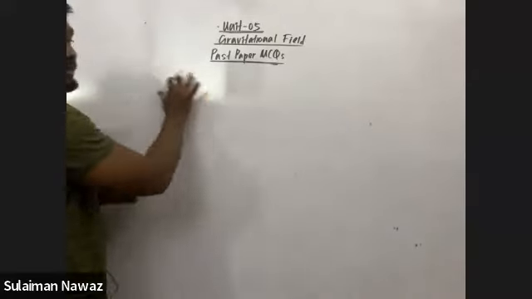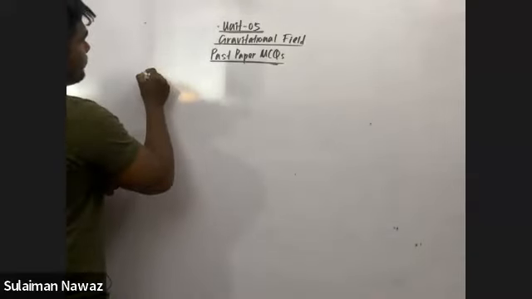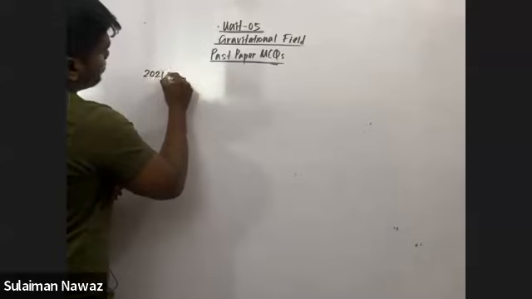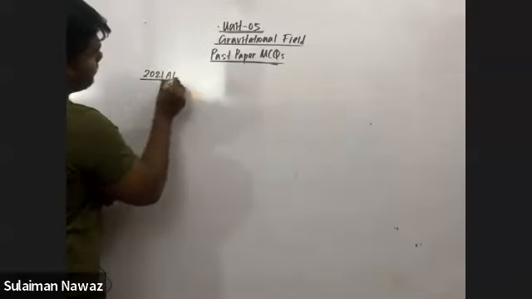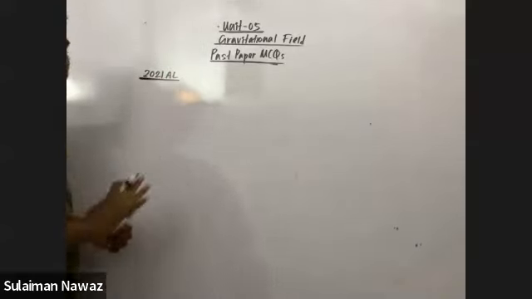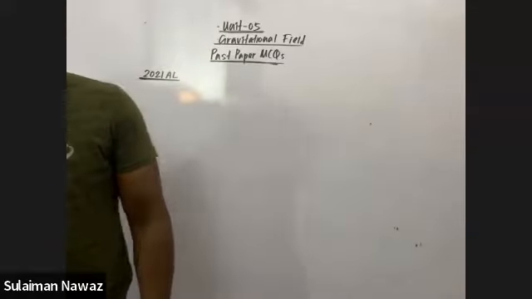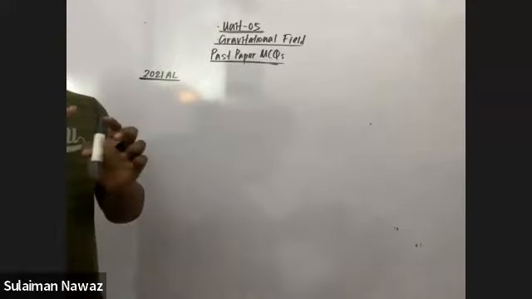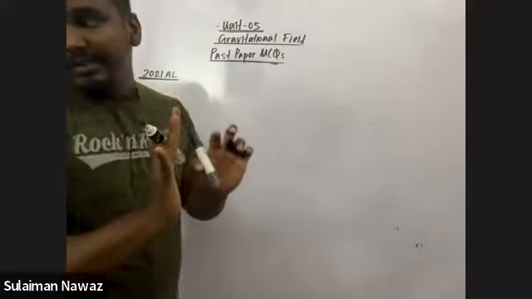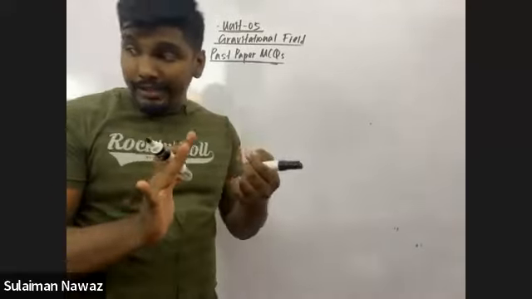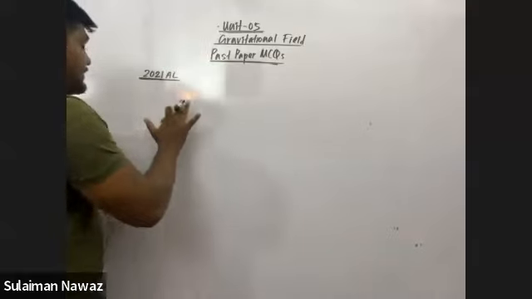2021 A-level MCQ. It says that the diameter and mean density of Jupiter are 11 times and 1/4 times respectively those of Earth. So let's say this is Earth.